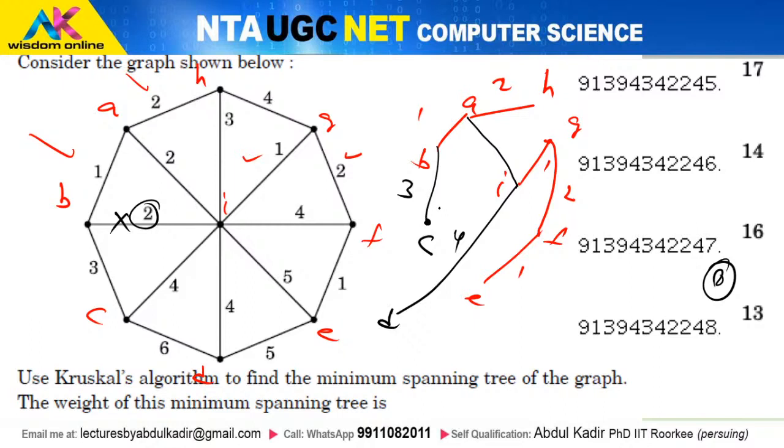So anyway, now you can find the answer: 1 plus 2 is 3, 3 plus 3 is 6, 6 plus 4 is 10, 11, 12, 13, 14, and this is 16. So the answer will be 16. Anyway, don't worry about this question. I have just solved it for the sake of completeness.